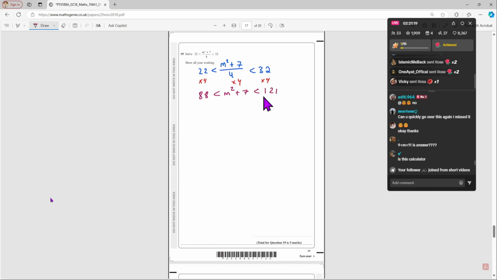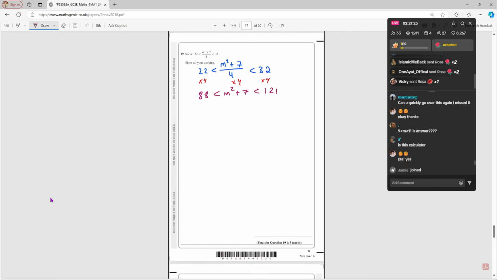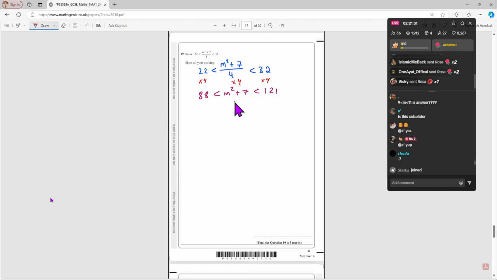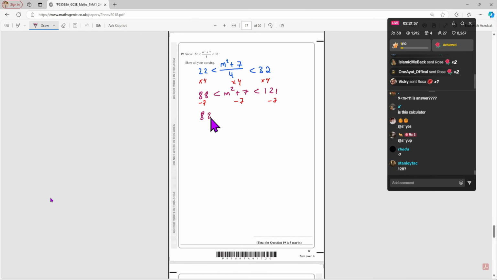And then, after we have done that, what are we going to do? What are we going to now do to make m on its own? We're going to actually minus 7 from every single number. So minus 7. So you're going to end up with 88 is less than m squared, which is less than 121.